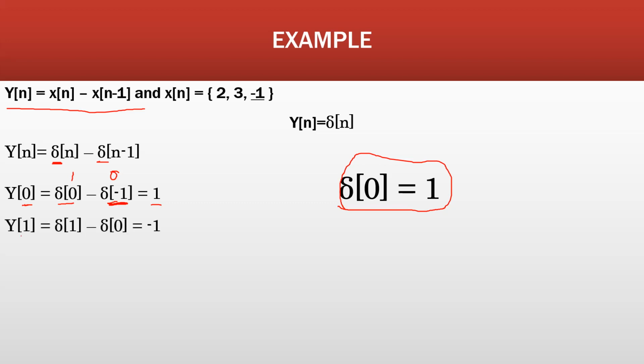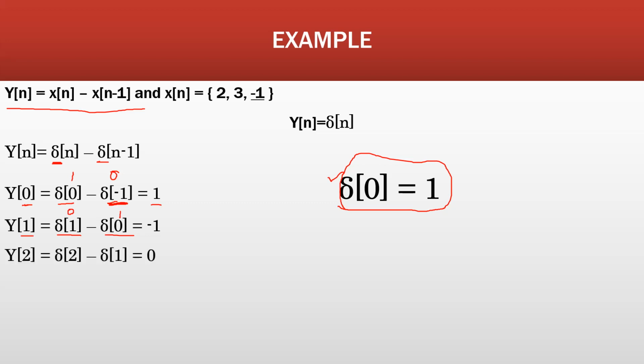Next step is we are going to put n equals 1. This will become delta of 1 minus delta of 0. As this is given, delta of 0 is 1 and delta of 1 is 0. 0 minus 1 is minus 1.